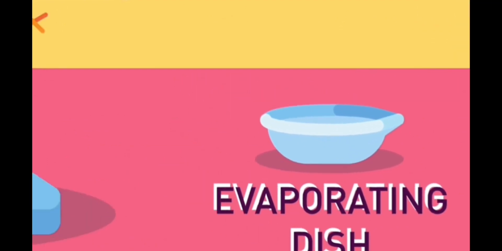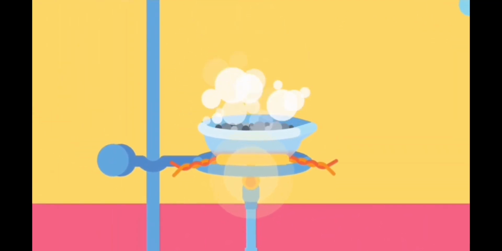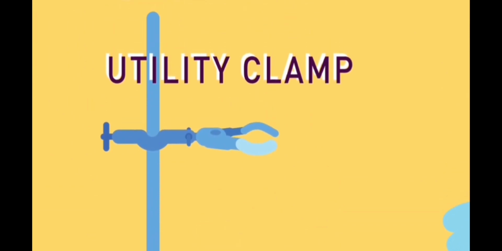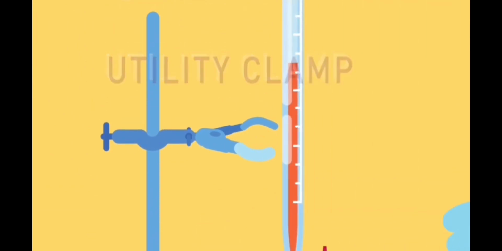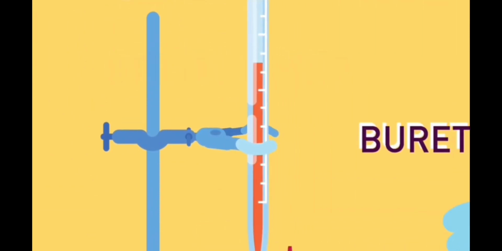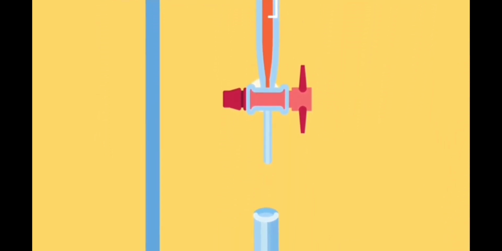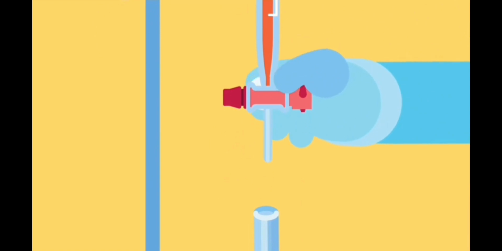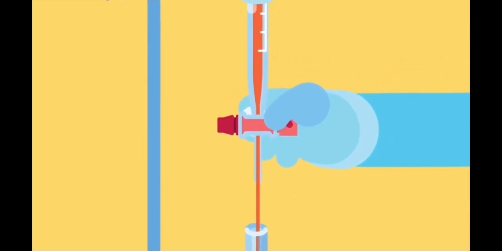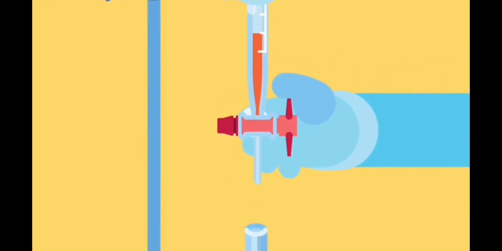Evaporating dish, a wide ceramic dish used to heat liquids for evaporation. Utility clamp, a metallic clamp used to secure glassware to a ring stand. Burette, a long glass graduated tube with a tap around it. A burette is used for dispensing an accurate volume of a liquid and measuring its discharge.